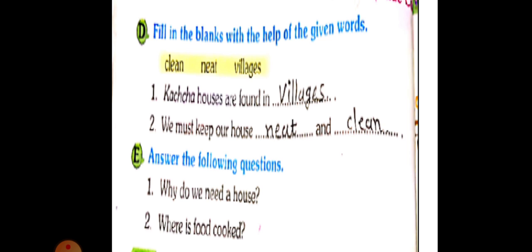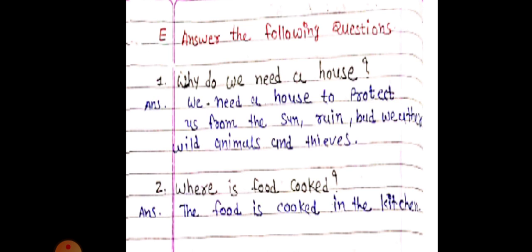So in the previous video you can once again see that activity also. Here question 1, why do we need a house? See the answer. We need a house to protect us from the sun, rain, bad weather, wild animals and thieves. That is, हमको हाउस की क्यों ज़रूरत है? टू प्रोटेक्ट अस फ्रॉम द सन, रेन, bad weather, wild animals and thieves.